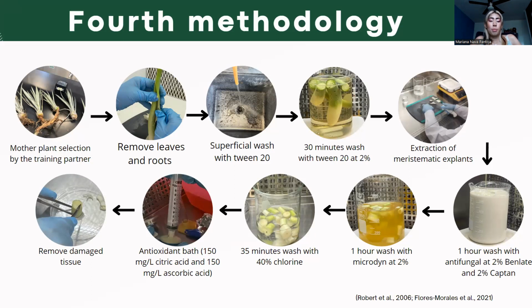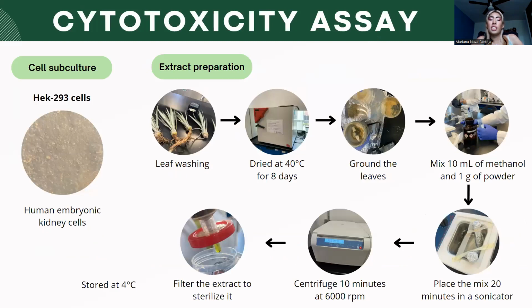We then removed the damaged tissue and we placed it on the first media, which was with activated charcoal, and we then subcultured it with the media without activated charcoal. For the cytotoxicity assay, we will be using HEK293 cells, which are human embryonic kidney cells. And for the extract preparation, we first wash the leaves.